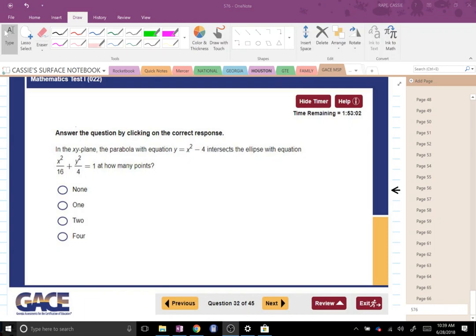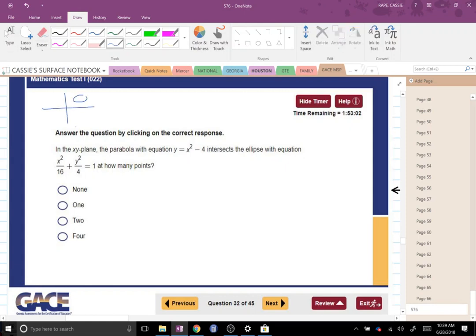All right, this is question number 32 on the Practice 022 ETS math test. Looking at this question, basically you've got a parabola and an ellipse, and it wants to know how do they intersect. And I just want to note that there's several possibilities. You can't just make assumptions.